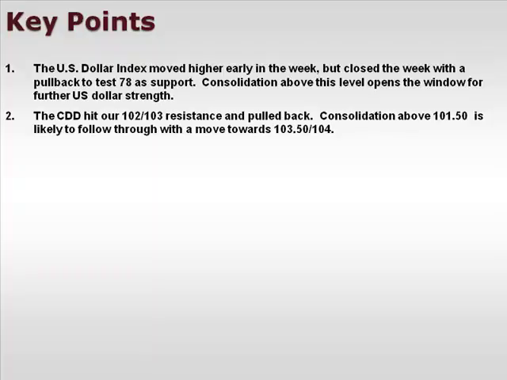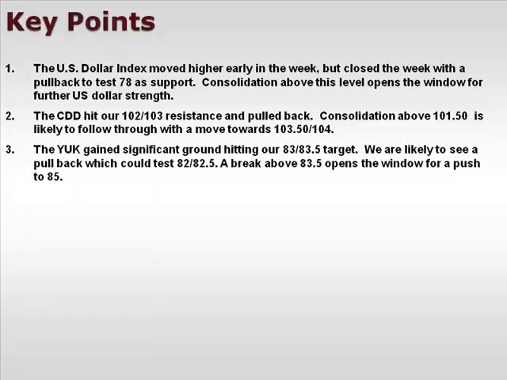The CDD hit our 102, 103 resistance and pulled back. Consolidation above 101.5 is likely to follow through with a move towards 103.5, 104. The YUK gained significant ground, hitting our 83, 83.5 target. We are likely to see a pullback, which could test 82, 82.5. A break above 83.5 opens the window for a push to 85.